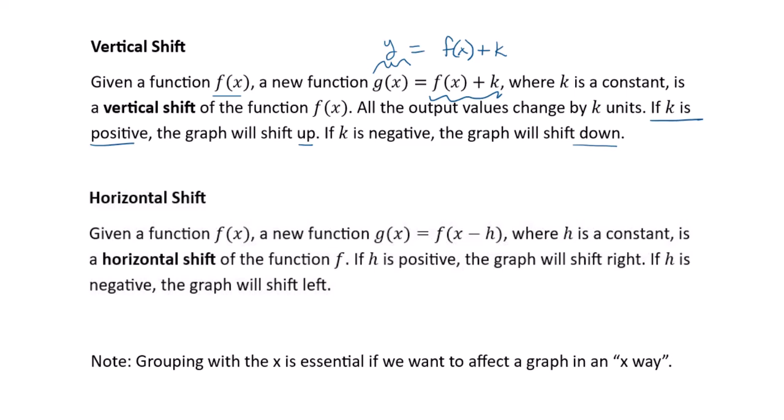And again, if h is positive, this graph is going to shift to the right. And if h is negative, the graph is going to shift left, just like the example we just went through. Again, note that grouping with that x is essential if we want to affect the graph in an x way.